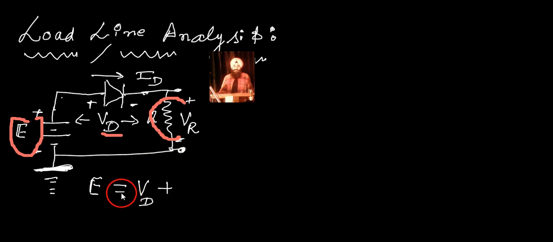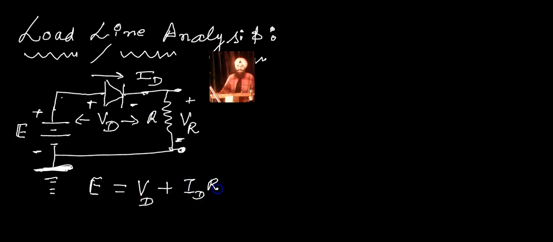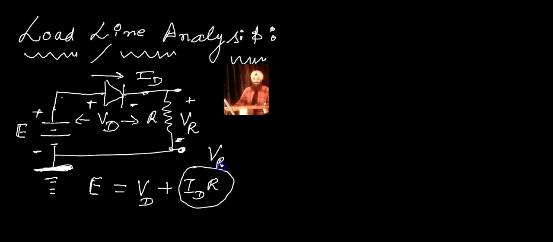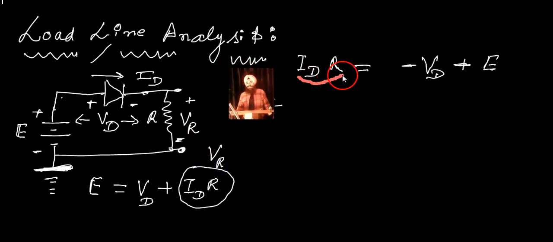So E is actually made up of VD and VR. So E is equal to VD plus VR, which is IDR. Now IDR can be written as minus VD plus E. Dividing each term by capital R.